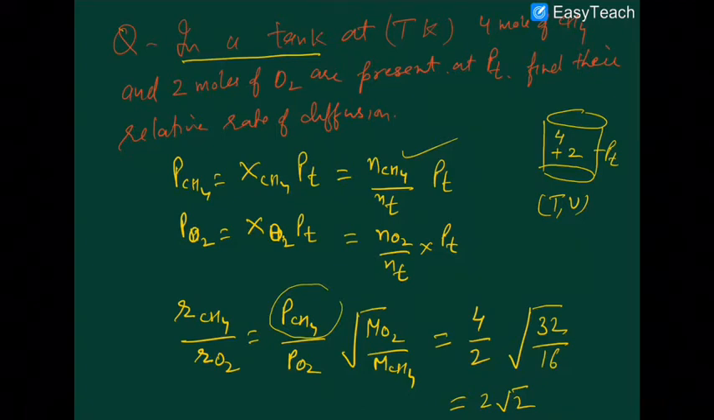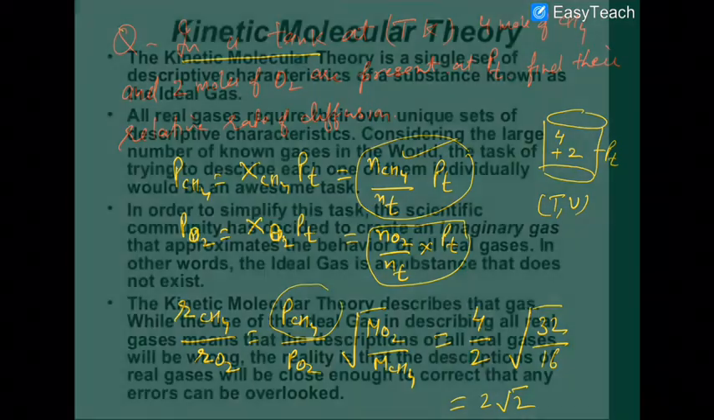I am repeating once more. When you divide this whole term by this whole term, everything will cancel out each other. PT will cancel out PT, NT will cancel out NT, and you are getting the value 2 root 2.